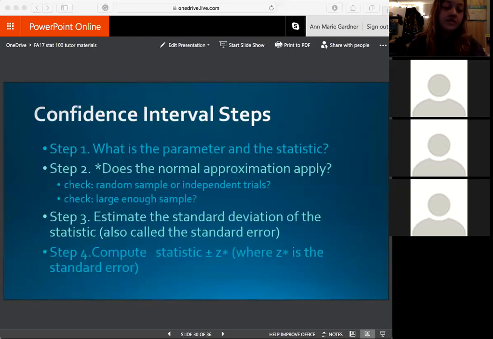Yes, that's a rule that we often use, 30 or greater. Often it'll be larger than that, but that's a good rule of thumb to use, that it's at least 30 or greater. That kind of goes towards the central limit theorem. But that's a great question.